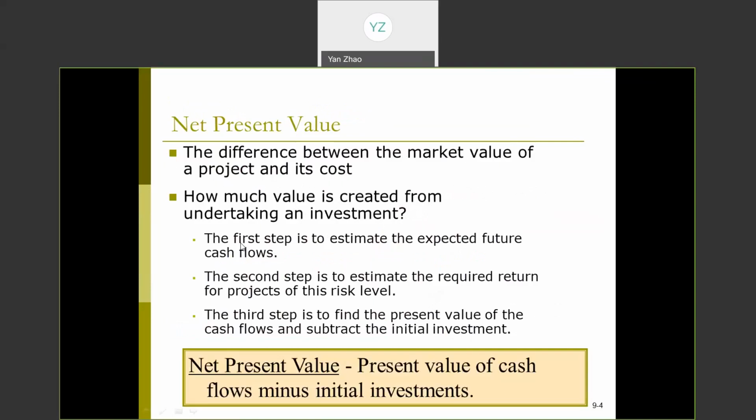The first step, we need to calculate the expected future cash flows. Second, we need to calculate the required rate of return, which is the discount rate. So the third step and the last step is to find the present value of all the future cash flows minus your initial investment.